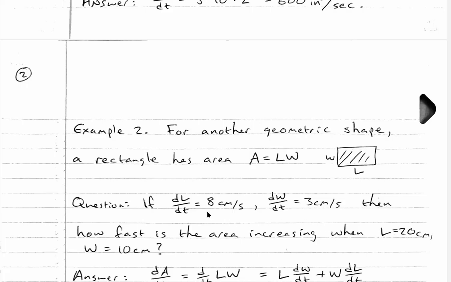So we're given this information, and we're looking for how fast is the area increasing, so we're looking for dA/dt. So this is the key equation, and just like before, we're going to hit both sides with d/dt. So A, L, and W, think of these as 3 functions that depend on time.